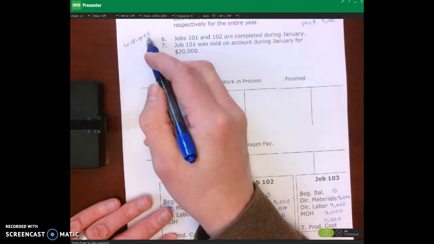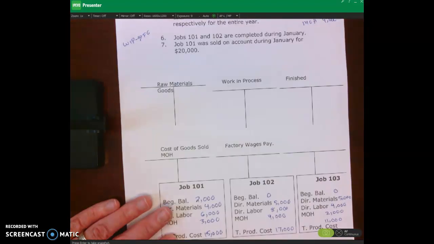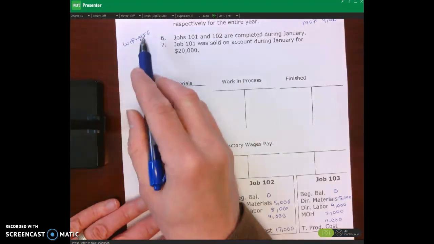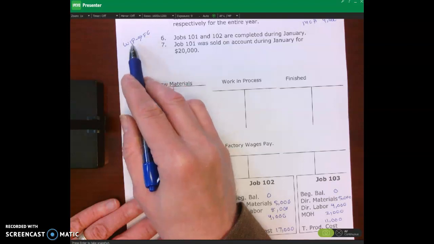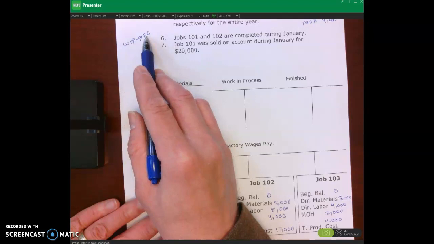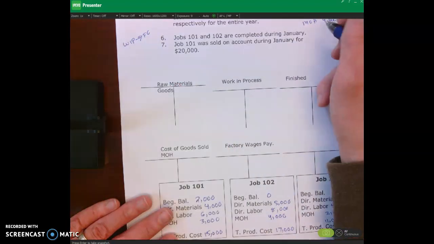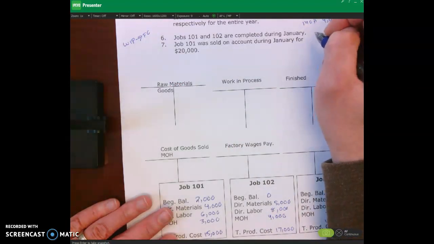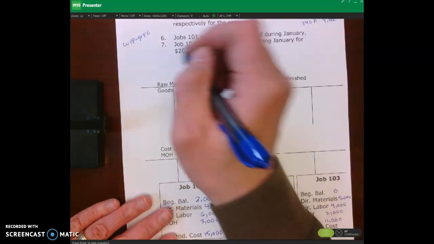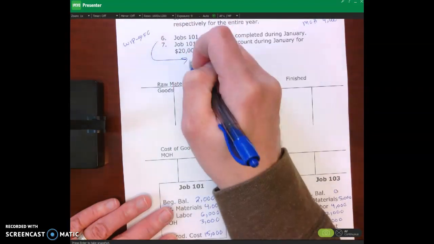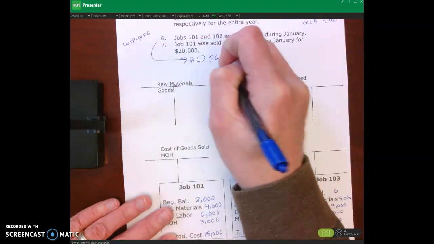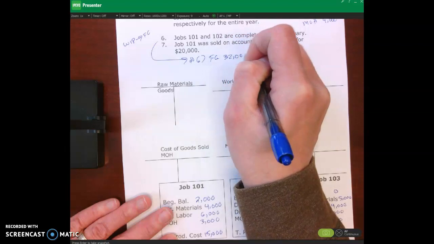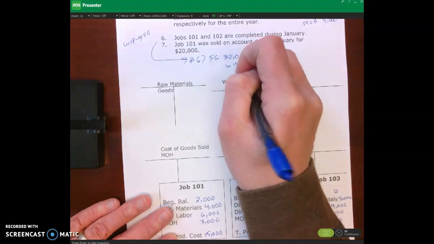Finished goods is an asset. Work in process is also an asset. So I'm going to debit finished goods. I'm going to increase finished goods and decrease WIP. Since these are both asset accounts, that means debit finished goods, credit work in process, and then the total amount would be the $32,000, which is the total cost of jobs 101 and 102. I'm going to write it down here. Debit finished goods, 32. Credit WIP, 32.